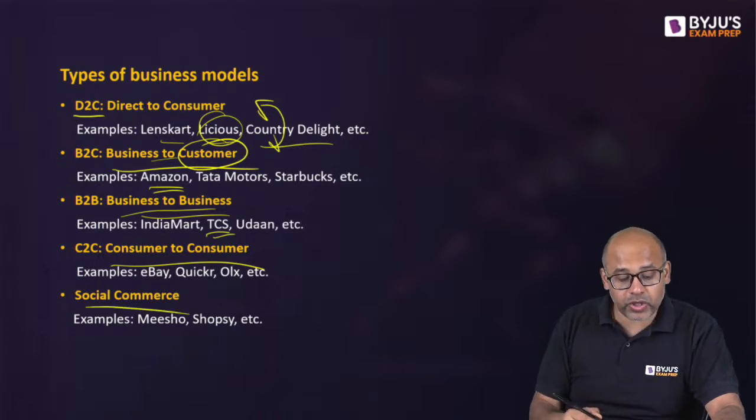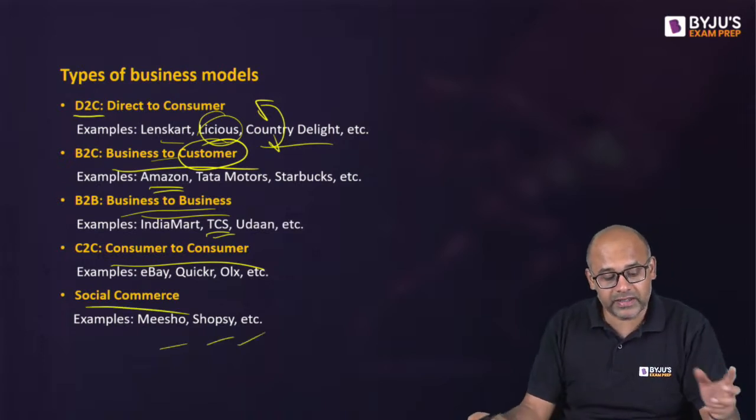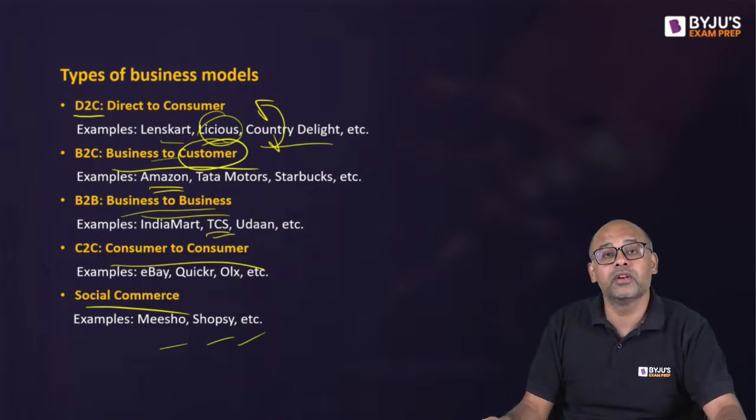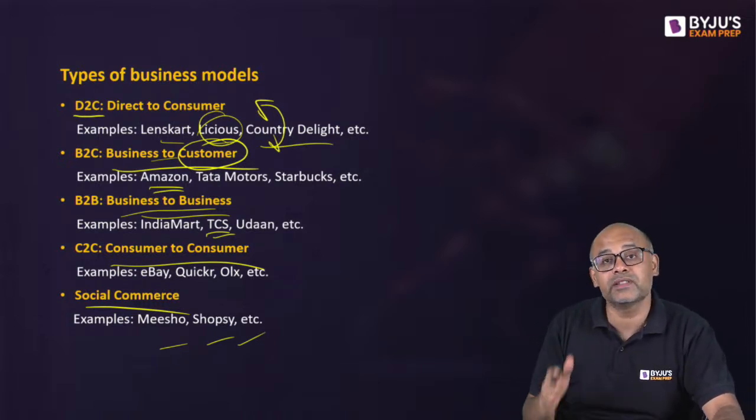Then you have social commerce, Meesho, Shopify. These are basically the types of businesses that you can think about. So please keep this as examples, understand what they are.